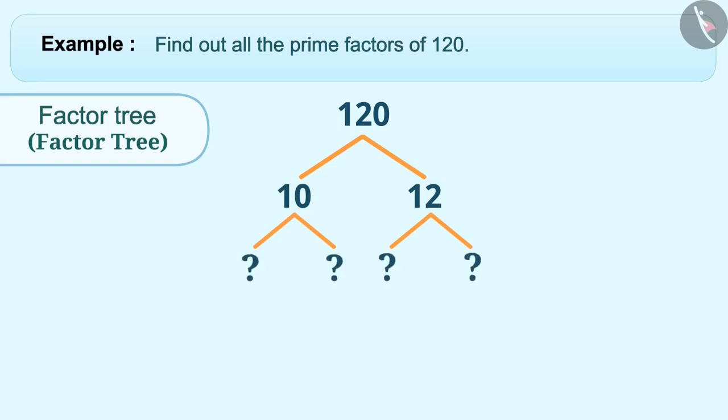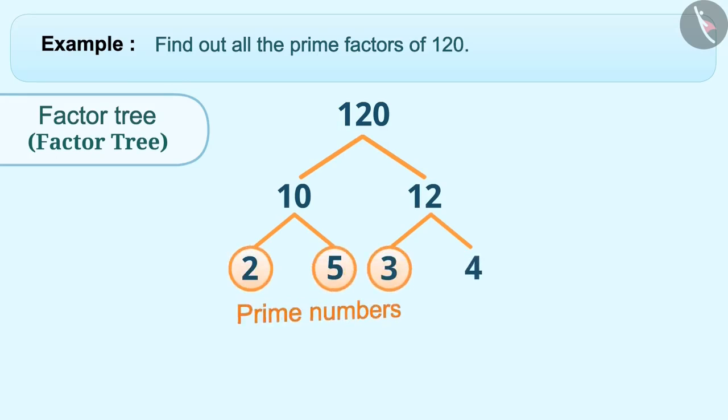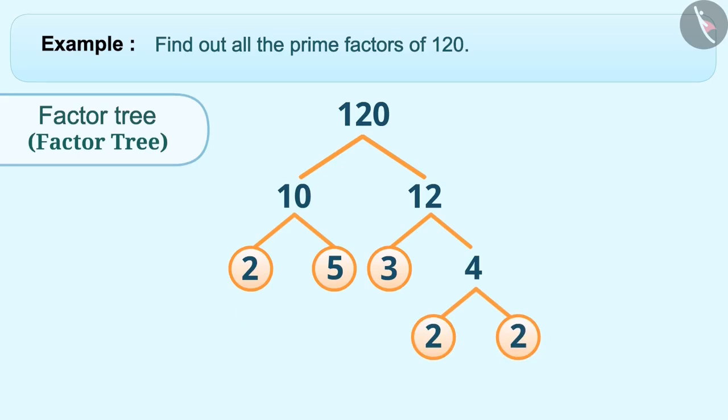Can you find their factor pair? Think about it. Let me tell you. 2 and 5 is the factor pair of 10 and 3 and 4 is the factor pair of 12. Since 2, 3 and 5 are prime numbers, they cannot be divided further. Which means the branches of factor tree cannot go further. But number 4 can be definitely divided. The factor pair of this is 2 and 2. Thereafter, the branches cannot be extended.